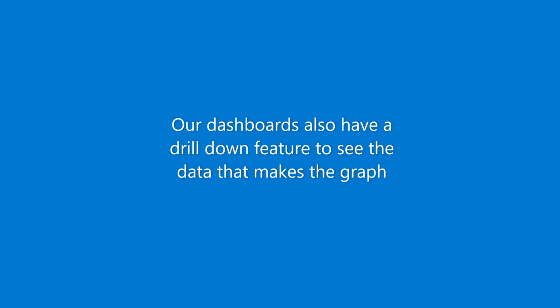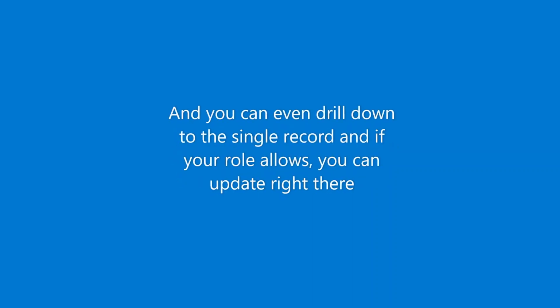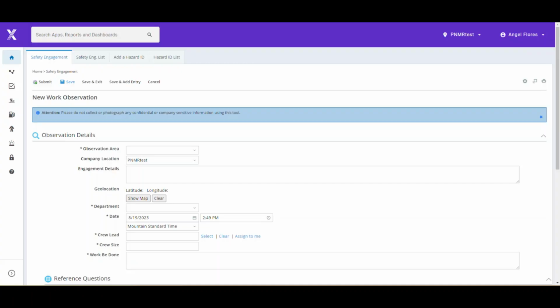We even have a drill down feature that lets you drill down to see the data behind the graph. And even better, you can drill down within that record set to see the single record, and if your role allows, you can update it right there. Don't need to go back out and search for it some other way. Let's take a look. Today we're logged in as Angel Flores, a supervisor at TNMP.